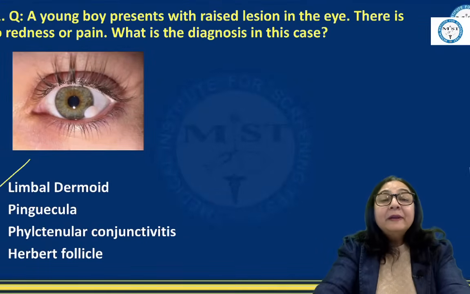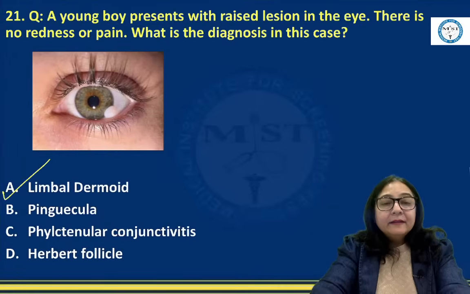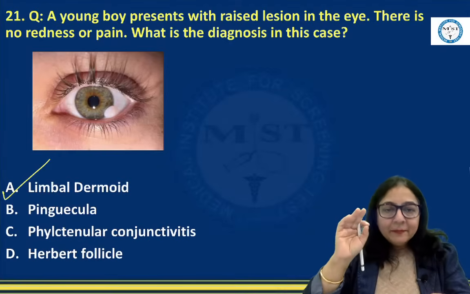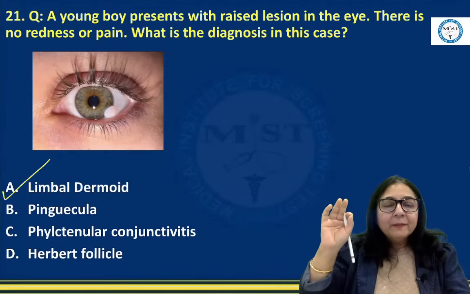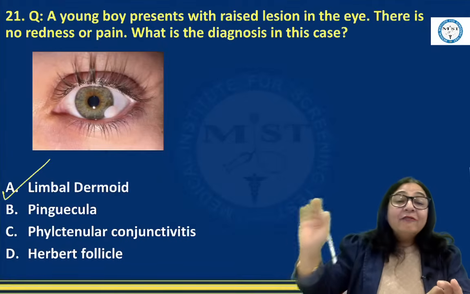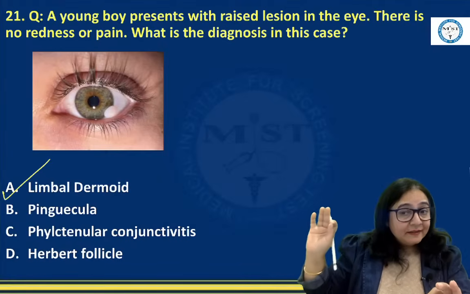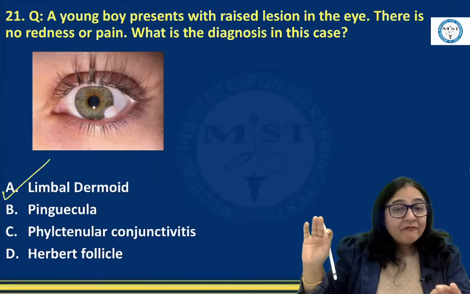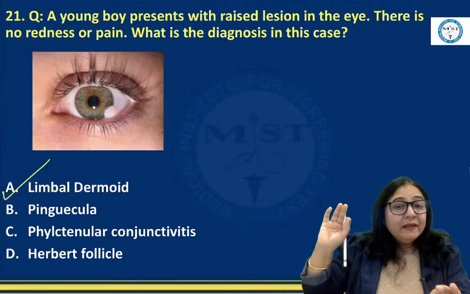So this is the limbal dermoid, and it is not a pinguecula. Pinguecula is usually not at the limbus. Exactly, it's more on the bulbar side. The appearance of pinguecula is a gelatinous lesion. Phlyctenular conjunctivitis will cause red eye. There will be discomfort as well, and there will be phlyctens.